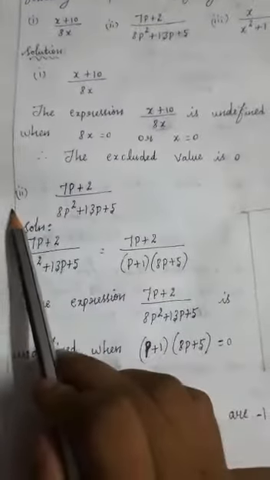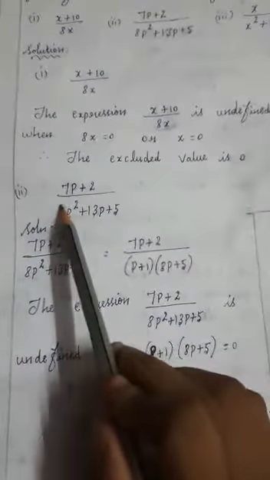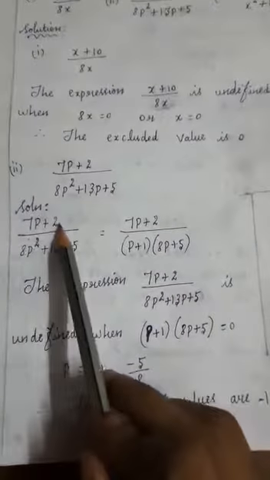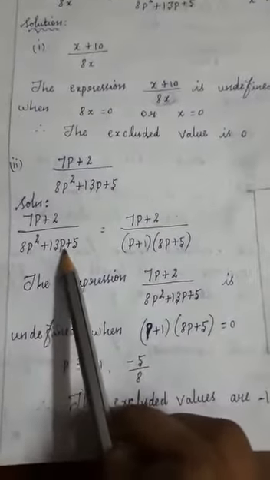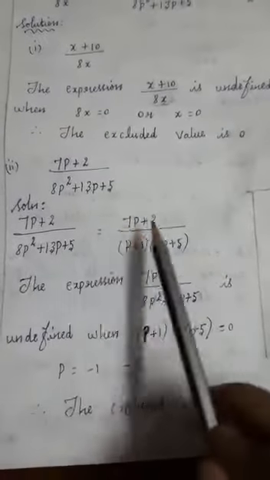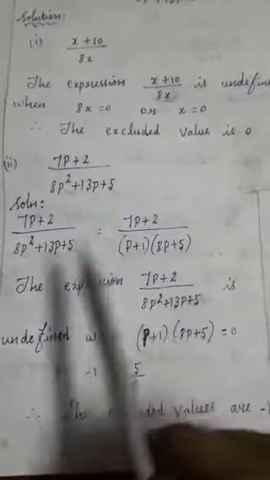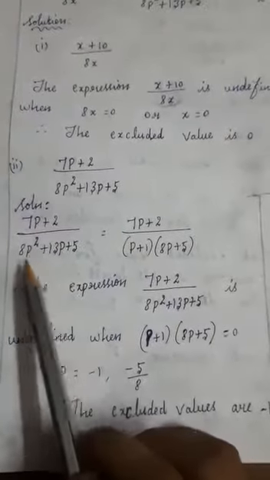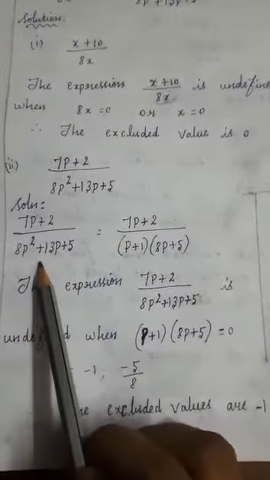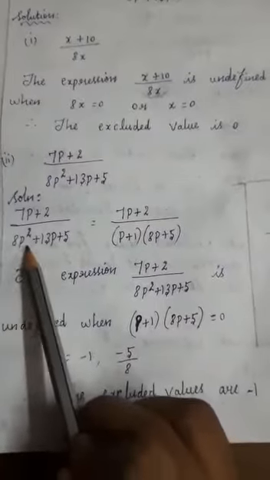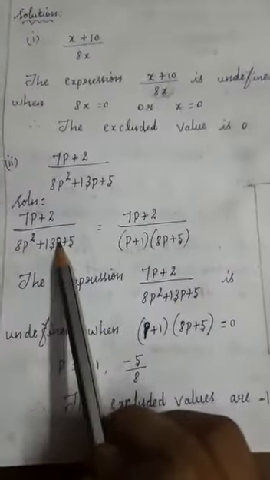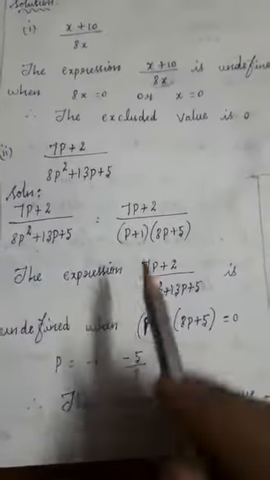So the next, second question: 7p plus 2 divided by 8p square plus 13p plus 5 is equal to, so the numerator you have to write the same, but the denominator, can you factorize or not? Yes, you can factorize. So in every question, if you can factorize, first you have to factorize. So 8p square plus 13p plus 5, how will you factorize this one? This is a quadratic expression. How to factorize a quadratic, you know that.